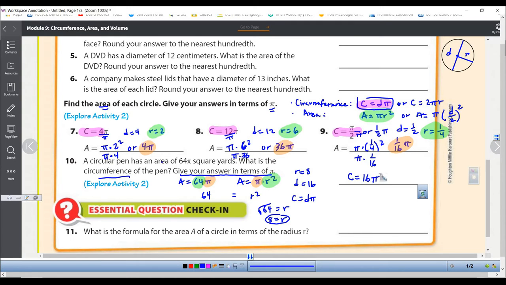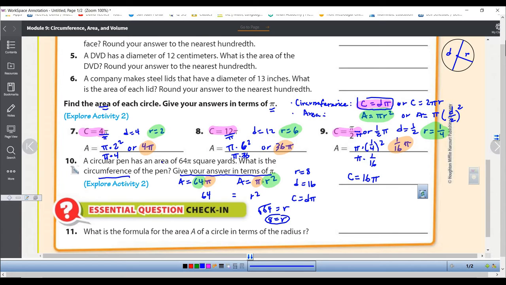because they did say to give our answer in terms of pi, so we can just leave pi. A lot of times they'll say to put in 3.14 for pi, but they didn't do that. And again, circumference would have units like inches or feet or meters, but we didn't have any units. Okay, so 7, 8, and 9, we were going from circumference to area. And number 10, we were going from area to circumference. So you need to be able to go both ways.